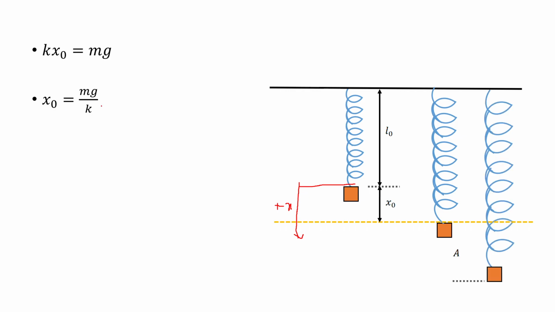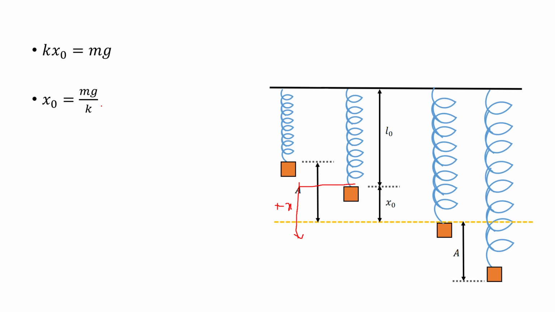Now if we move this block further downward, or displace it by a length a, then this motion will be simple harmonic motion with an amplitude a. Notice again that this a can be greater than x0 or less than x0, so it hardly matters. We can give the amplitude greater than x0 or less than x0.